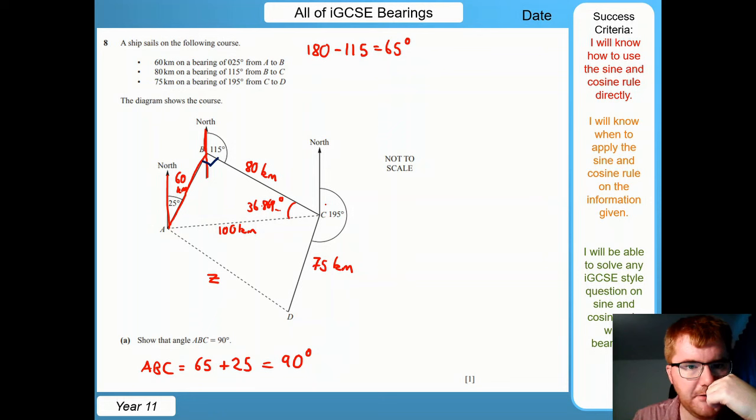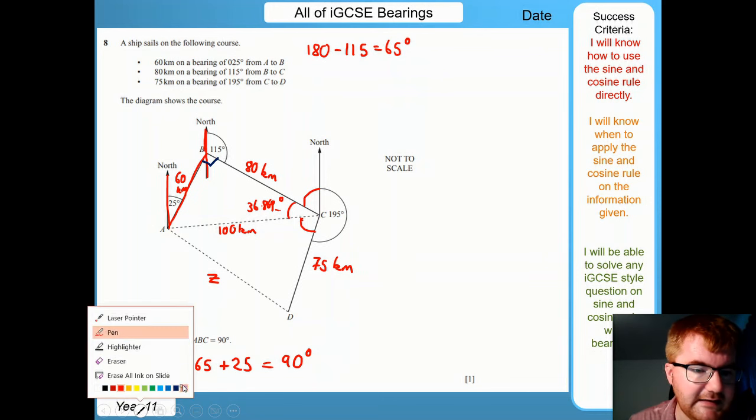Okay, so my temptation here is to work out this angle. If we can work out this angle, then we can use the cosine rule because we have side, side, angle, looking for the side opposite. And we can actually work out this angle fairly straightforwardly because we have what's called a C angle.